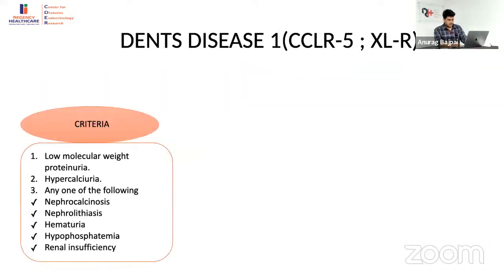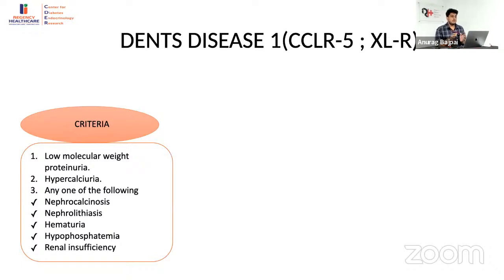And with regards to another common disease which we need to identify in the case of proximal renal tubular dysfunction, it is Dent disease. This is basically an X-linked recessive disease characterized by mutation in the CLCN5 gene. It is diagnosed on the basis of three criteria: low molecular weight proteinuria, along with hypercalciuria, and any one of the following: nephrocalcinosis, nephrolithiasis, hematuria, hypophosphatemia, and renal insufficiency.